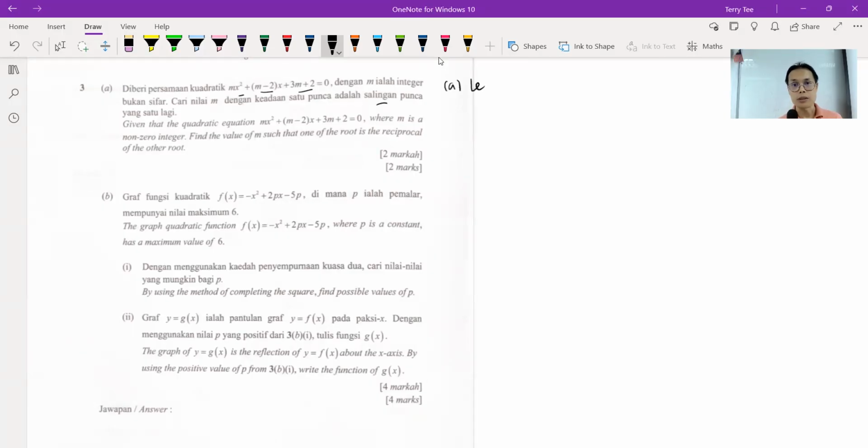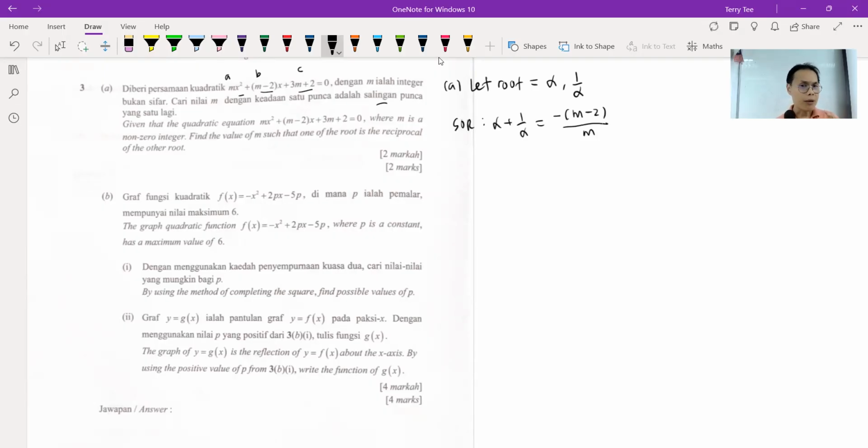So let the root be, you can write root, punca, doesn't matter, alpha, and the second one, salingan, is 1 over alpha. Now here's the thing, we know in this type of situation we have to use SOR, POR. Your SOR will be alpha plus beta equals to minus b over a. Here your a is m, your b is m minus 2, and your c is 3m plus 2. So if you use negative b, b is m minus 2 over a. You realize that you actually cannot solve this because there are two unknowns.